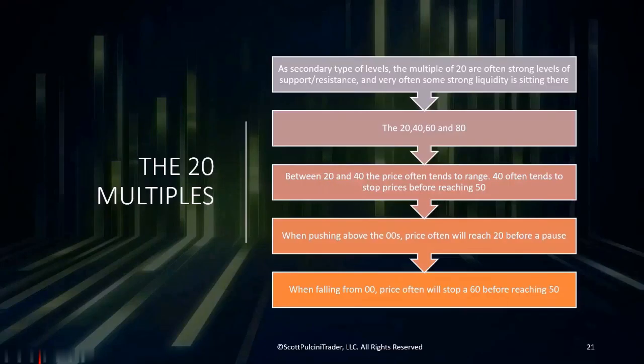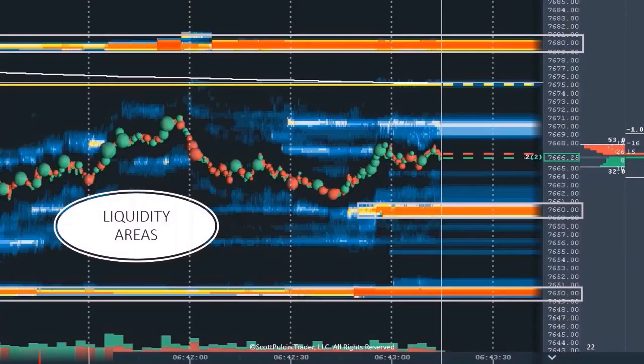Let's go to the next one. So you see here on this example those liquidity areas on the 60, on the 50, and on the 80, and how the price travels from one liquidity level to another.